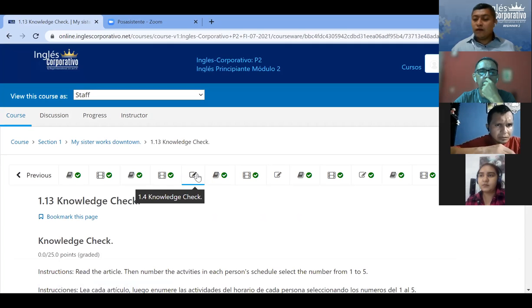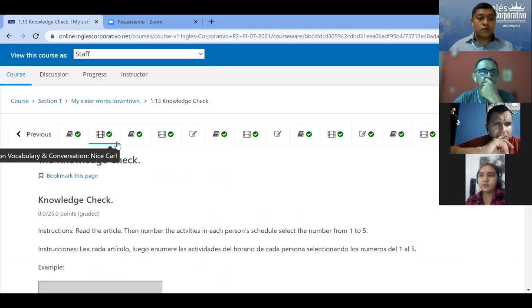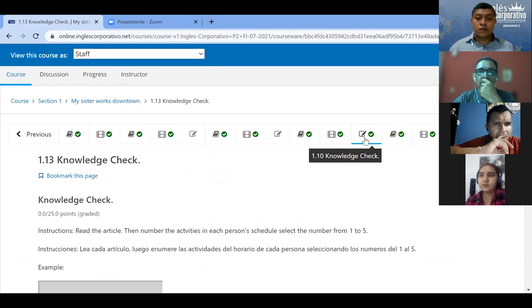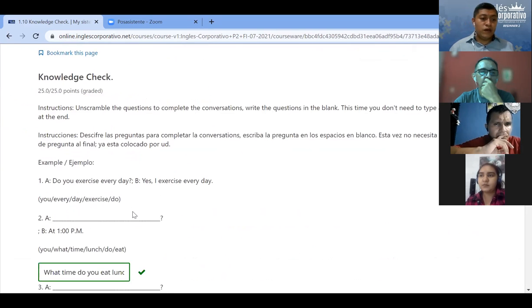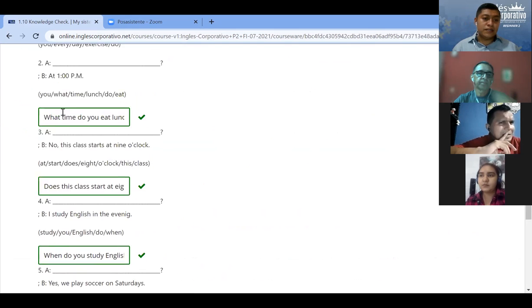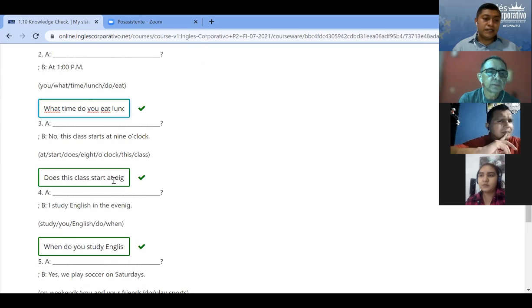¿Qué número me dijo Madeline? 1.10, la número 3 y 5. Ok, número 3 y 5. Look at this. I have here number 3. Is this one. This is number 2, aquí está, ¿verdad?